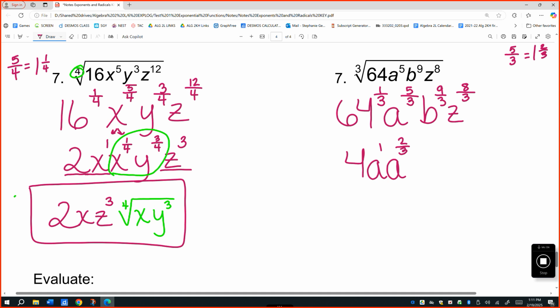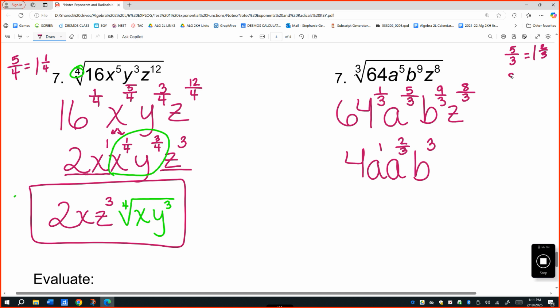Now I go to b. 9 over 3. That one will simplify perfectly, right? 9 divided by 3 is just 3. So I have b to the 3rd power. Okay, now 8/3, that does not simplify as neatly.